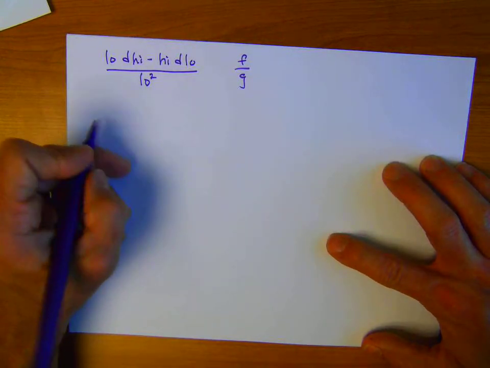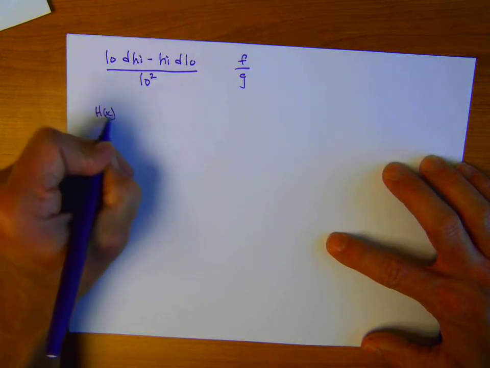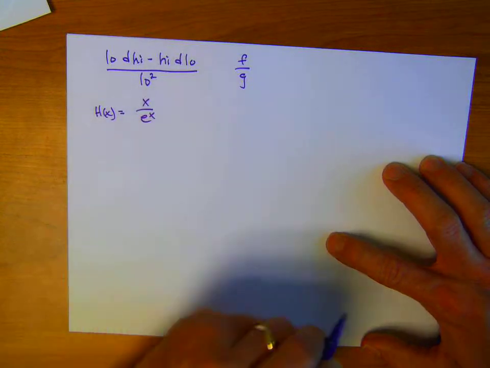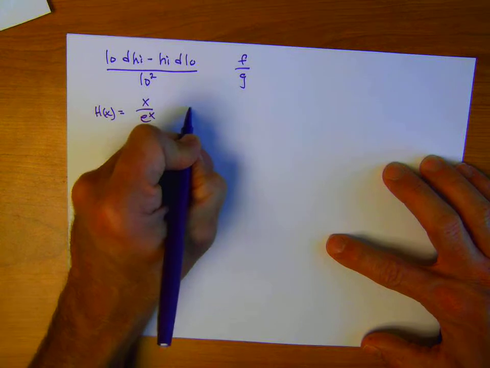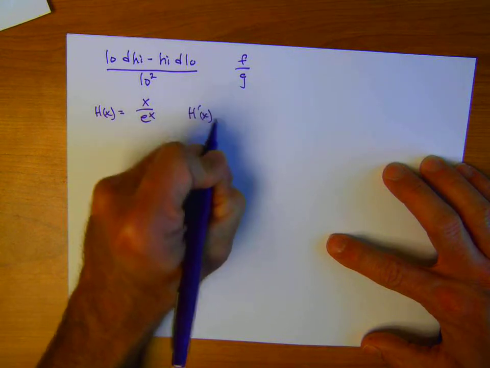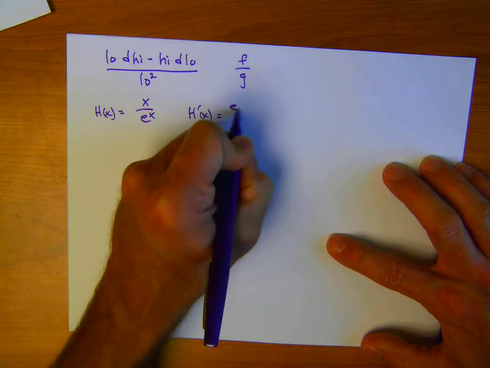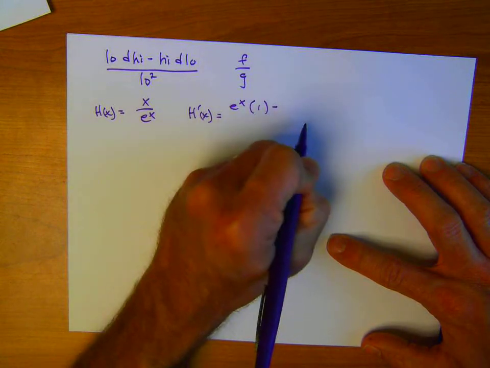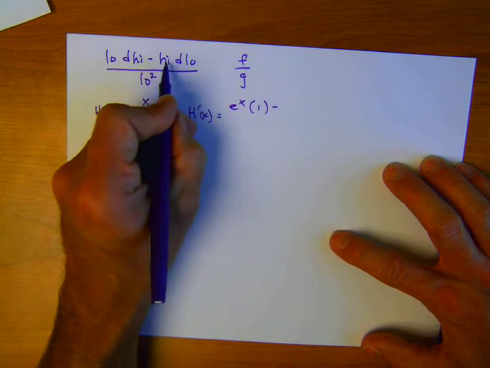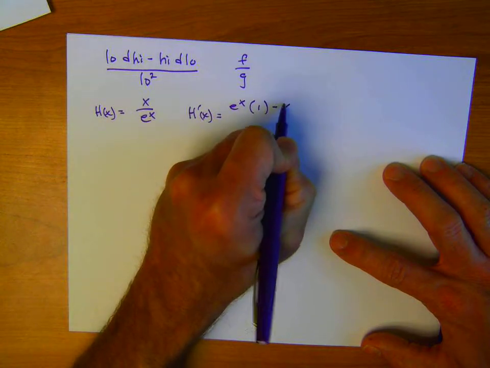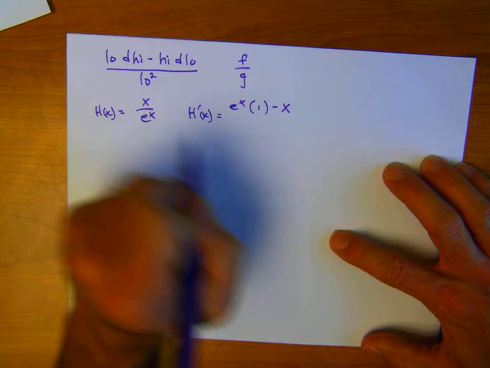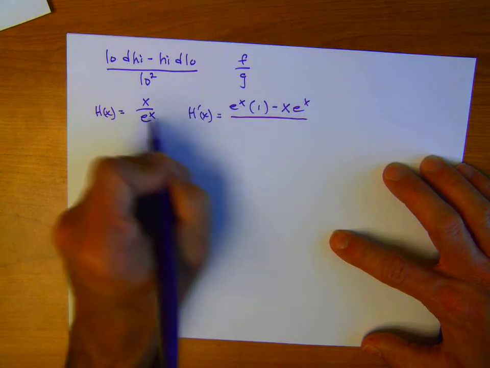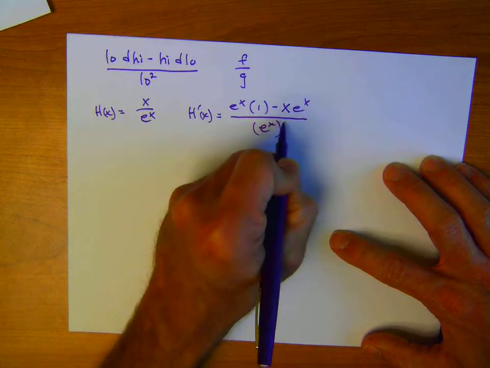So let's go back to the original function that we looked at. We had x over e to the x. Let's apply the quotient rule here. So h prime of x is going to be the denominator times the derivative of the numerator, and the derivative of x is 1, minus the numerator, which is x, times the derivative of the denominator, and the derivative of e to the x is e to the x, over the denominator squared.